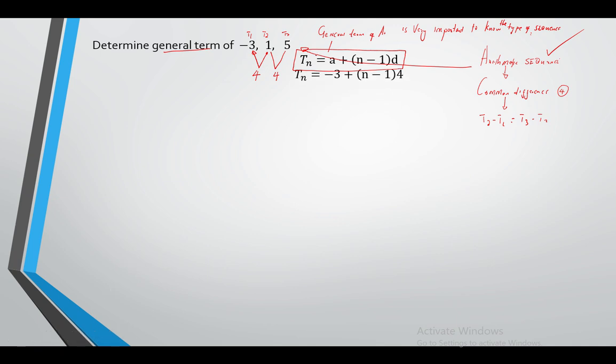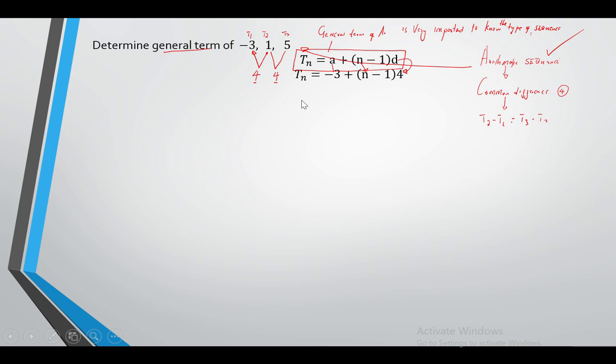Remember, we said a is the first term of the sequence, and the first term here was minus 3. So it makes sense that where there is a, I put minus 3. And if you are looking for a general term, don't substitute n. D, remember, is the common difference. So the common difference here is 4.